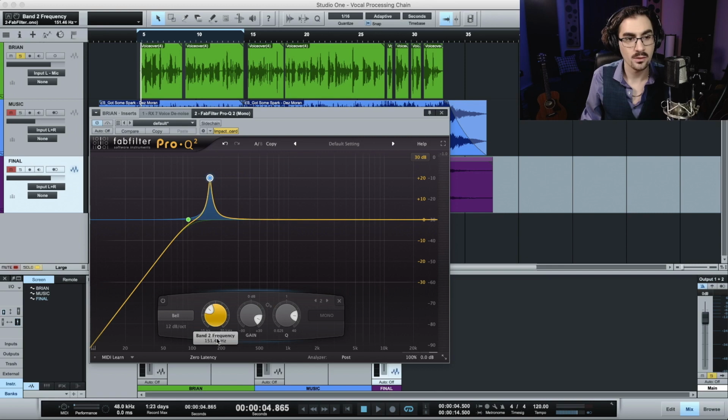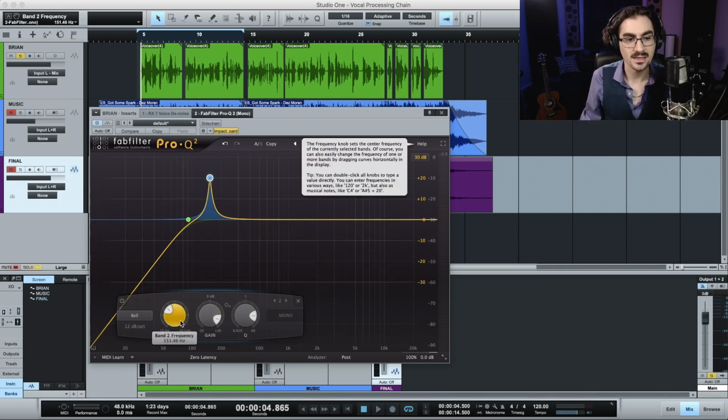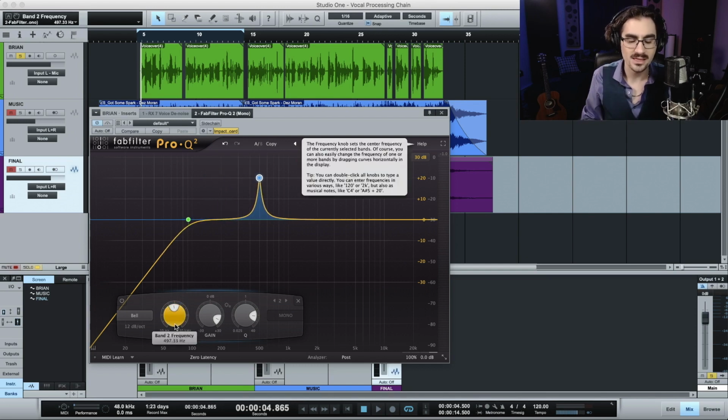I'm going to start low, play the clip, it's going to play in a loop, and I'm going to listen as I sweep up. I'm going to start sweeping up like this. And when you hear a whistling sound, that means we've found a frequency that's way over accentuated that we want to get rid of. We're using this technique to find the frequencies we want to get rid of.